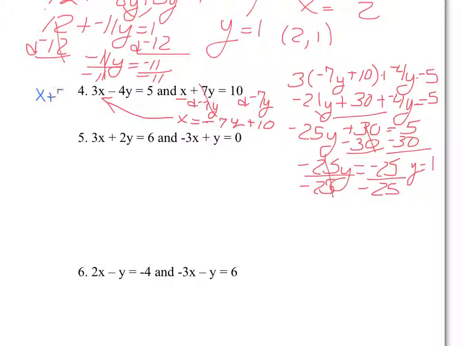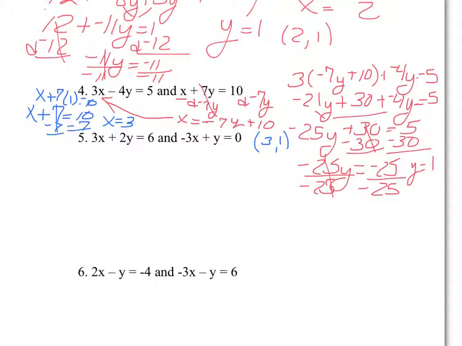So x plus 7 times 1 needs to equal 10. X plus 7 needs to equal 10. Subtract 7 from each side. And you get x equaling 3. Final answer needs to be written as the ordered pair, (3, 1).